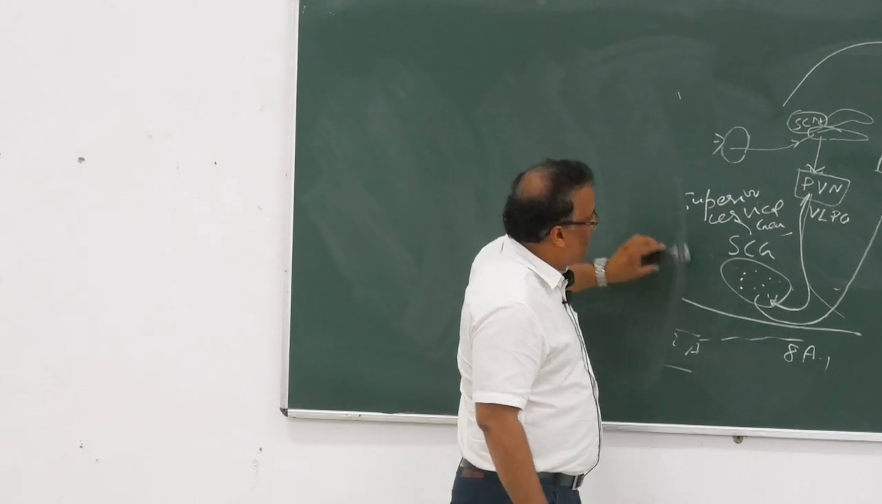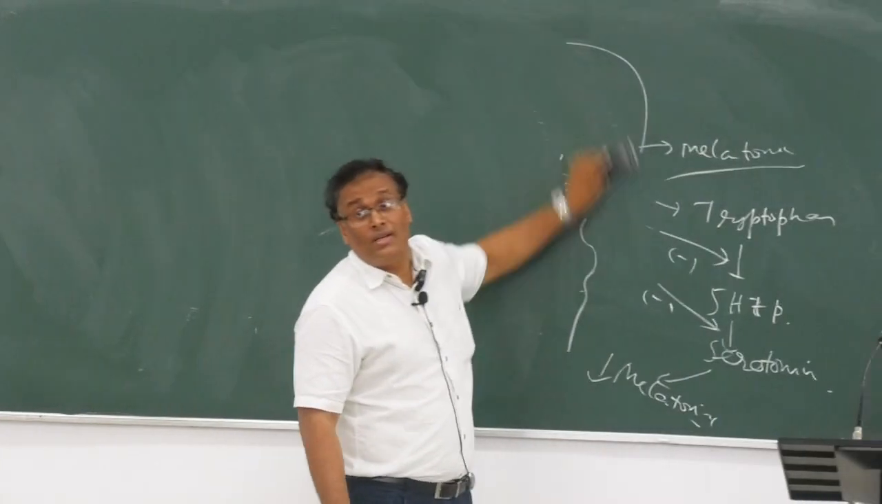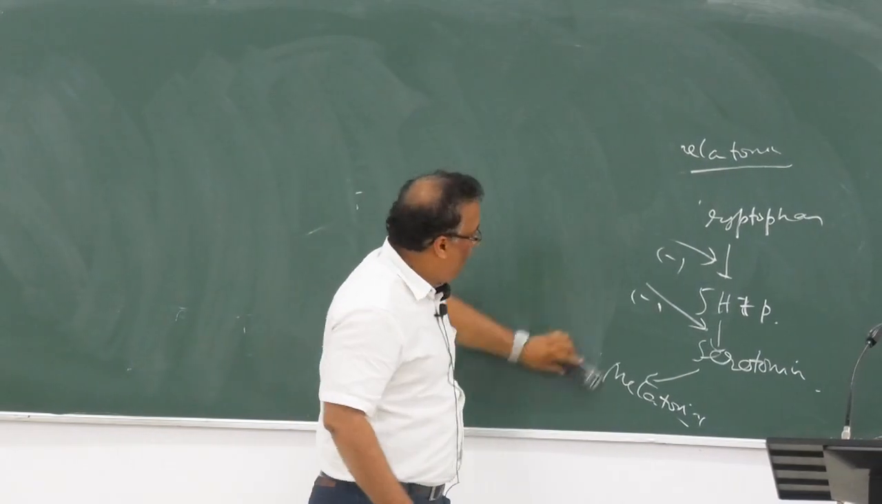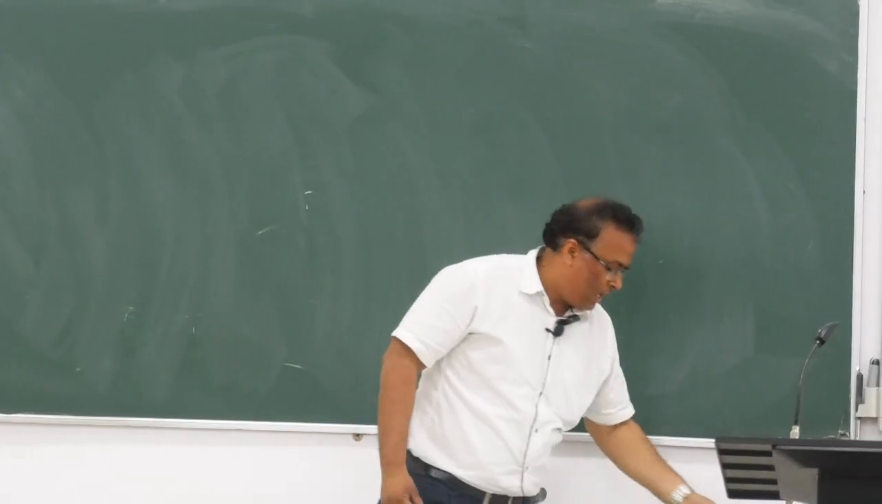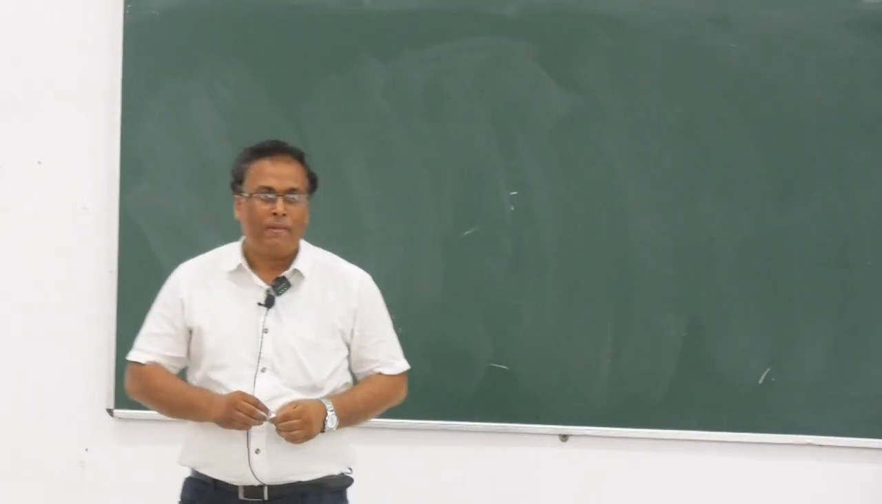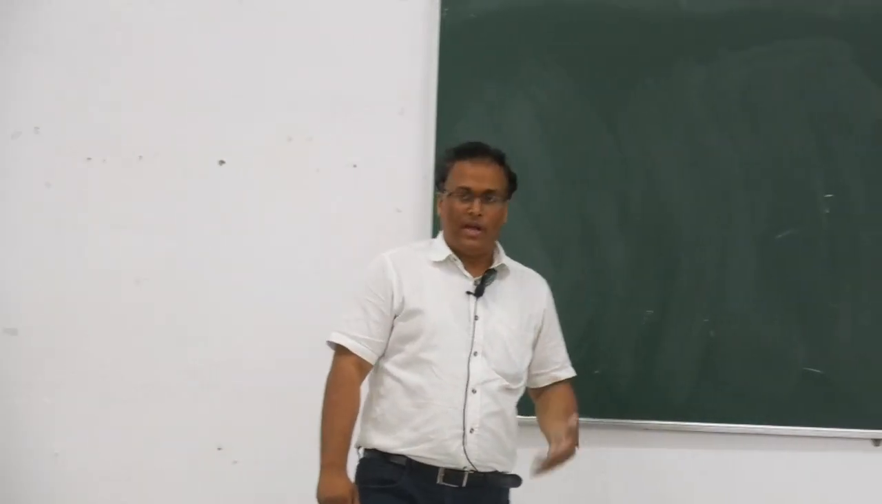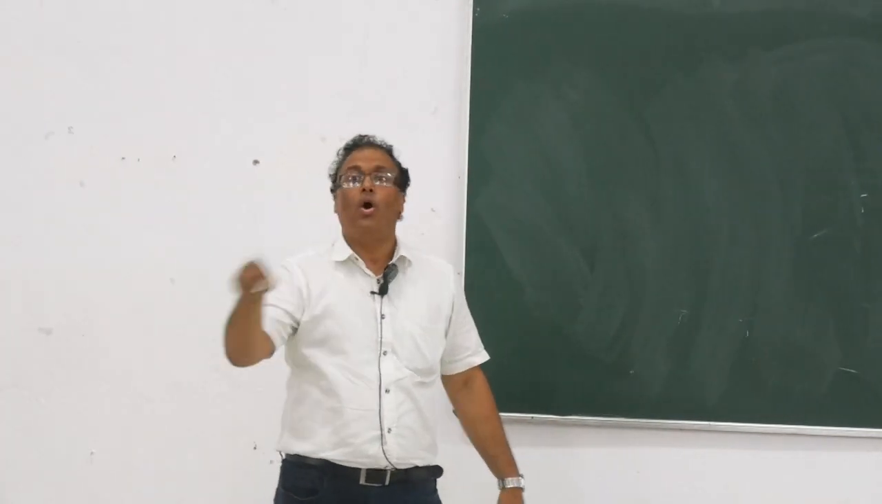Did you understand this circuit? How many understood, show me by raising your hand. 1 2 3 4 5 6 7 8, successful. If within 150 students, 10 students can understand my speech, I am a successful speaker. So this is the sleep cycle. This is important for your exam also. Sleep cycle. Cycle means it is going on, going on, going on.